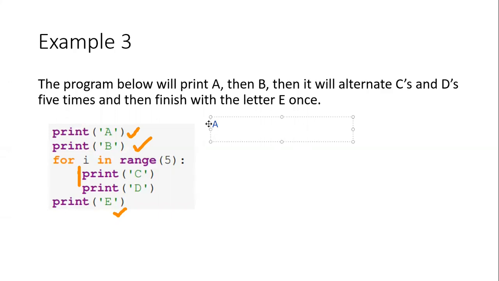It produced A and then B. The loop runs with C and D. So how many times does it produce C and D? That will be produced 5 times like this, because the loop is running with C and D. 1, 2, 3, 4, and 5. Then you get 1, 2, 3, 4, 5. Finally, E. Is that clear? That is the output produced by this program.